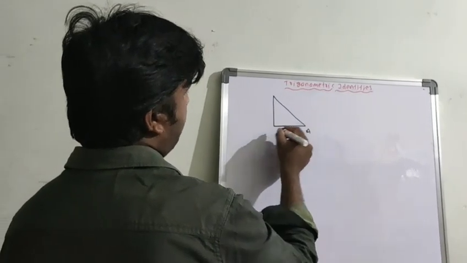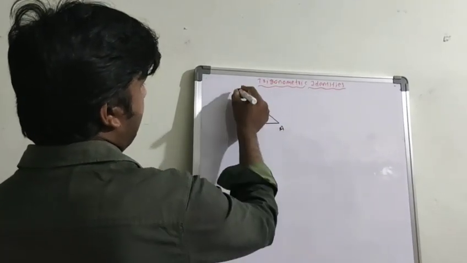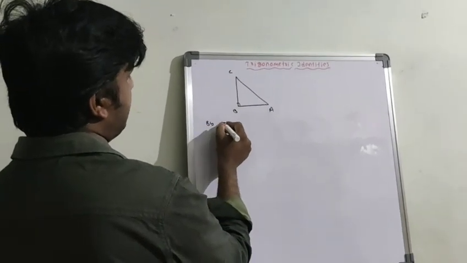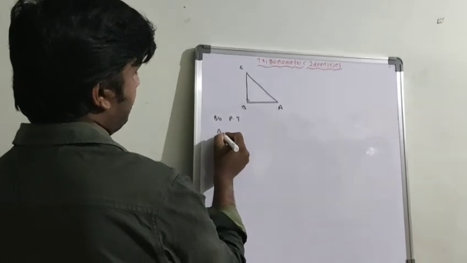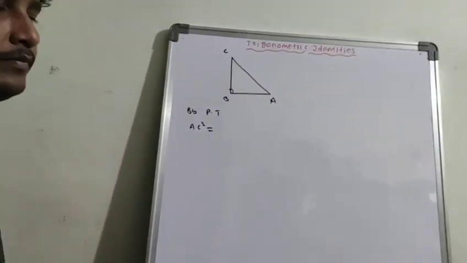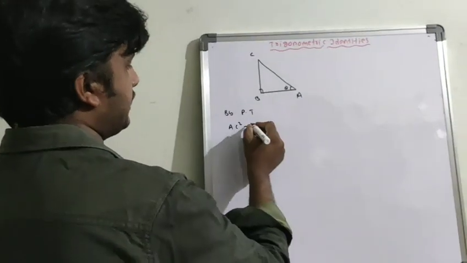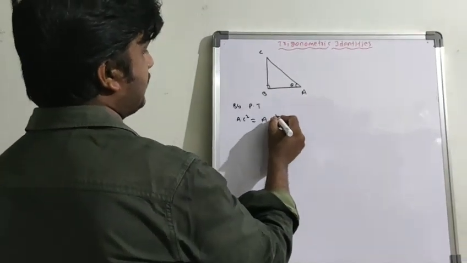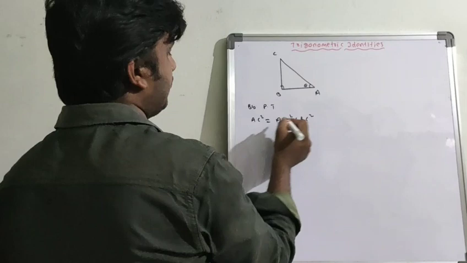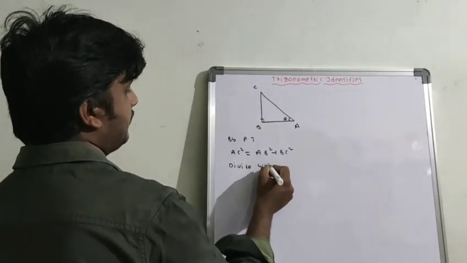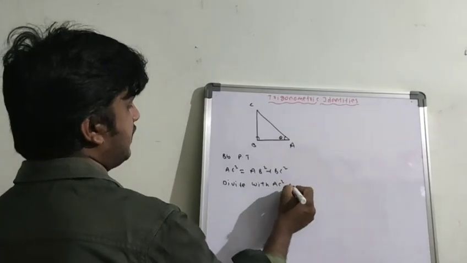this is A, B and C. Apply Pythagoras theorem. By Pythagoras theorem, AC square is equal to, and here I am taking angle theta, AC square equal to AB square plus BC square. So divide with AC square on both sides.